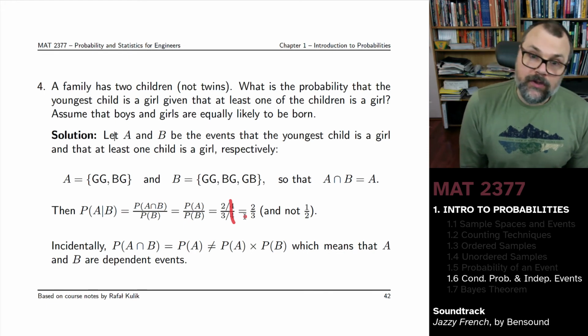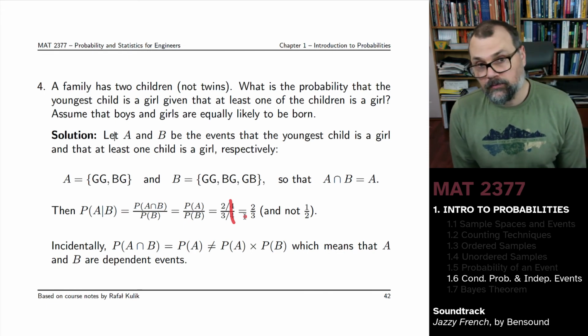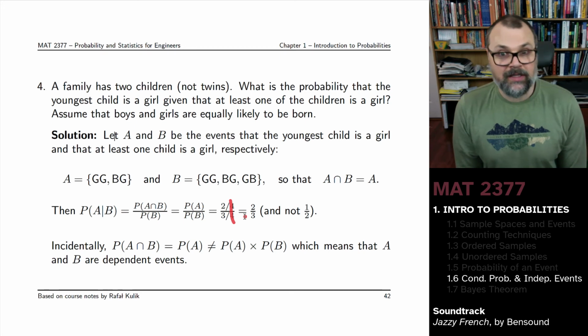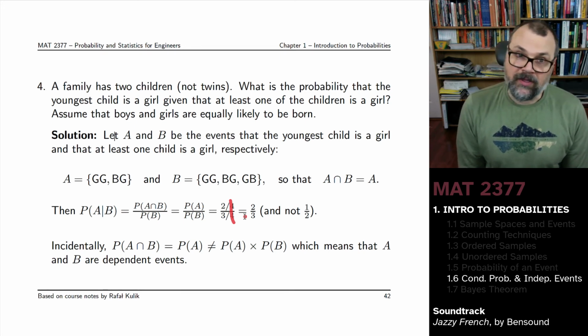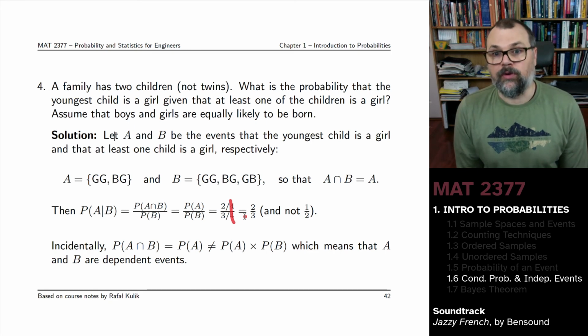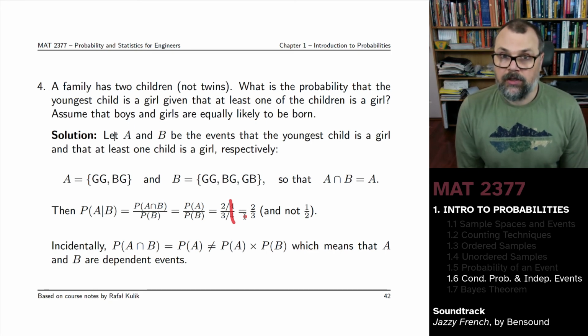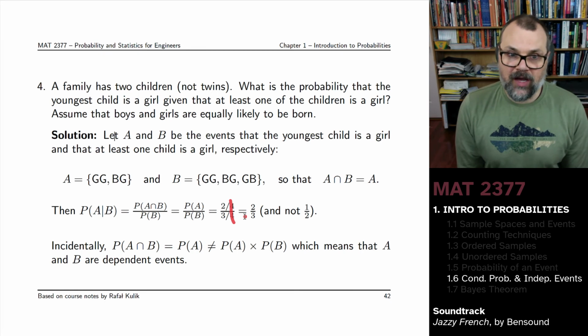If you happen to know that at least one of the kids is a girl, well, the probability that the youngest one is a girl would be 2/3. You've changed the symmetry of the problem.